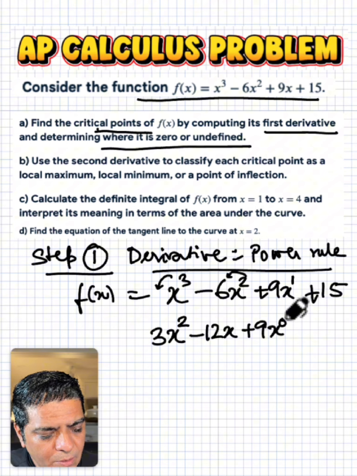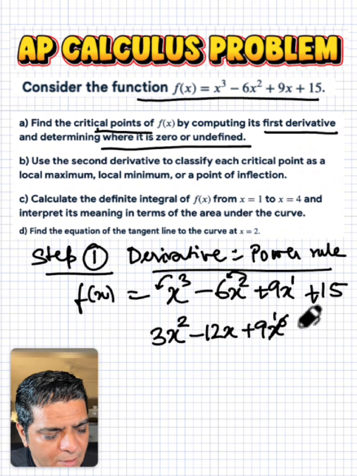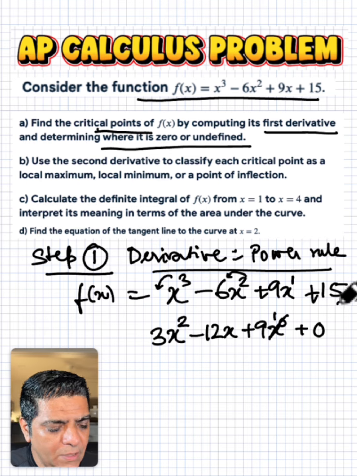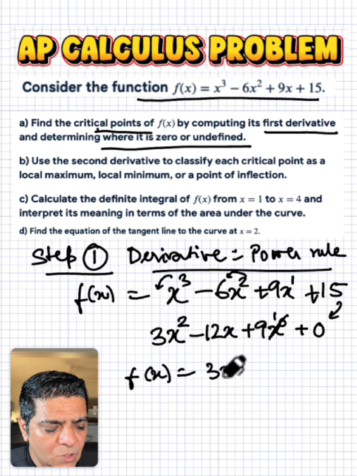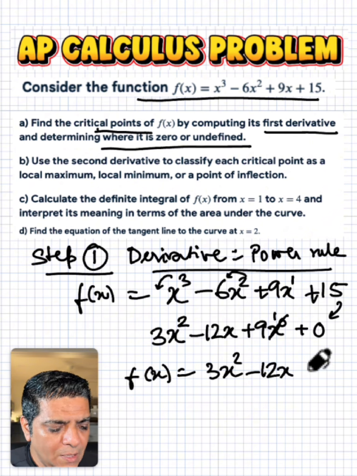Okay, so x to the 0 is just 1. So 9 times 1 is 9, plus the 15 is going to be 0, because the derivative of a constant is going to be 0. So we have f prime of x equals 3x squared minus 12x plus 9.